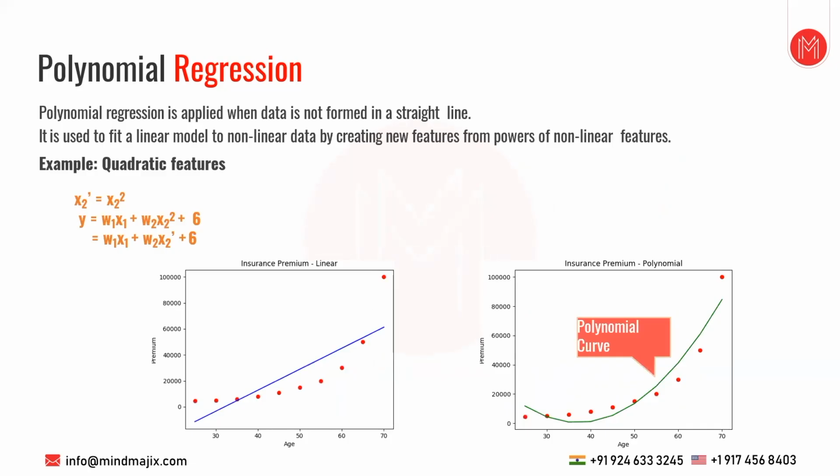Polynomial regression is applied when data does not form a straight line. Whenever the data looks like a linear relationship, there is no need to apply polynomial regression. But when the data is different or non-linear, we go with the polynomial curve or polynomial regression. It is used to fit a linear model to non-linear data by creating new features from powers of the features. That's why we use quadratic features such as squares, cubes, and 4th, 5th, or 6th powers.